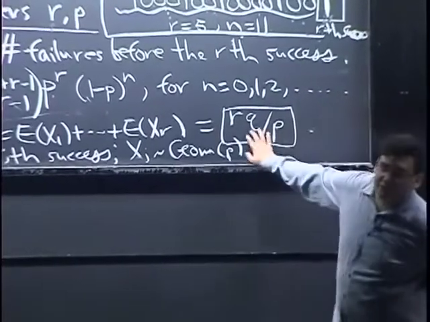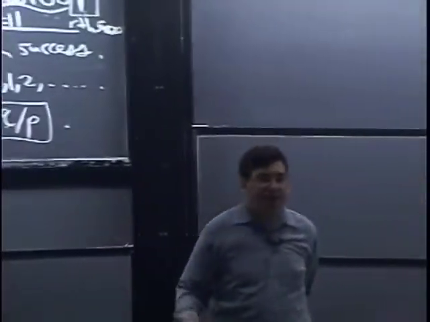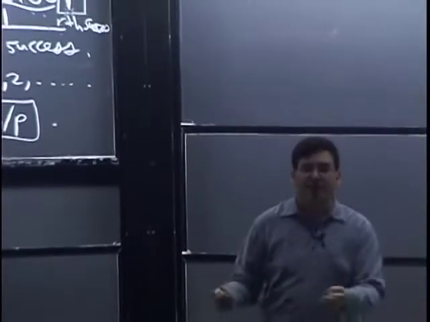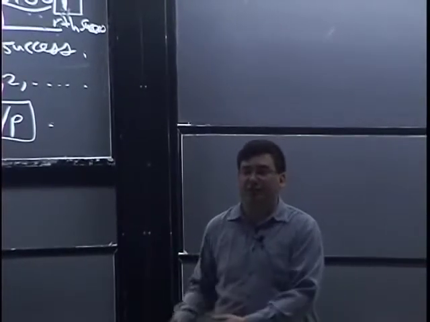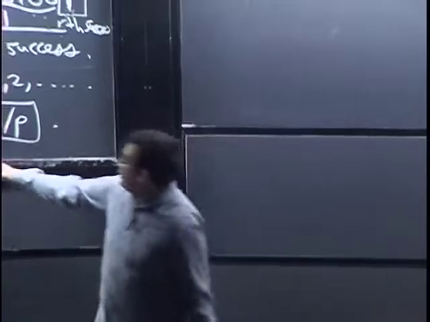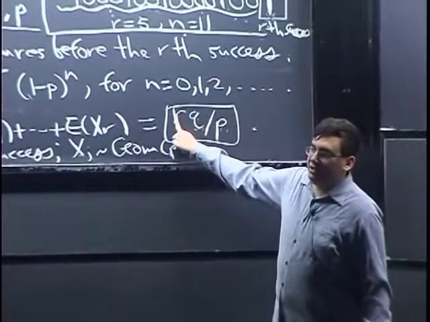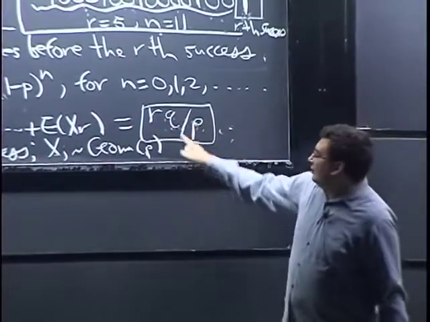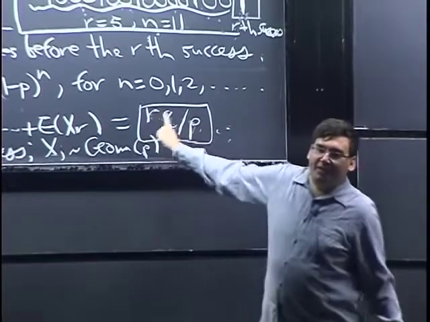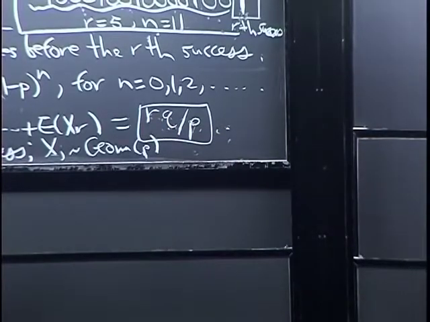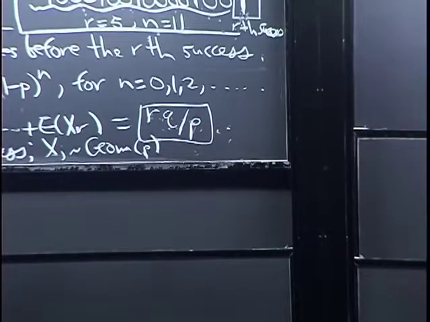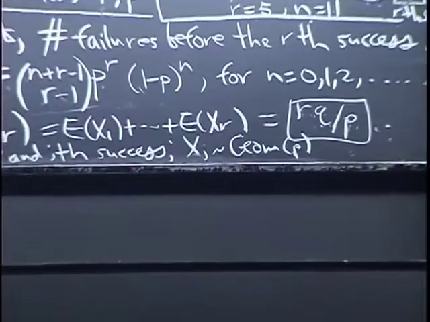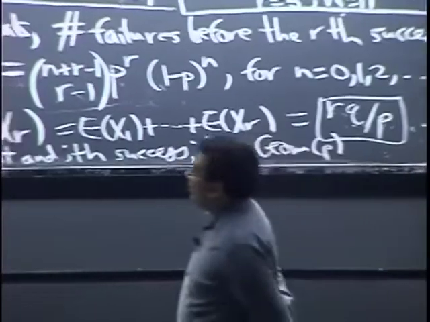So that's another calculation you could do in your head, because you just think, well, wait for the first success, and then the additional for the second, and the additional for the third. Each one of those is geometric p, so each one of those is q over p, and there's r of them, so it's rq over p. I just took q over p, and I multiplied by r. So it's very, very easy if you think of it that way, and very, very nasty if you don't think of it that way. Okay, so that's the negative binomial.